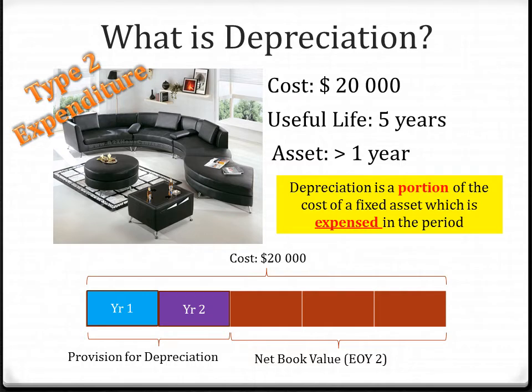So what exactly is depreciation? The definition of depreciation is a portion of the cost of the fixed asset. Can you see that this is a portion of the whole entire cost of the fixed asset? Like a part of a whole. And the portion that is being expensed in that period. For example, your blue box here, this is the depreciation that is expensed for year 1. This is the depreciation that is expensed for year 2.